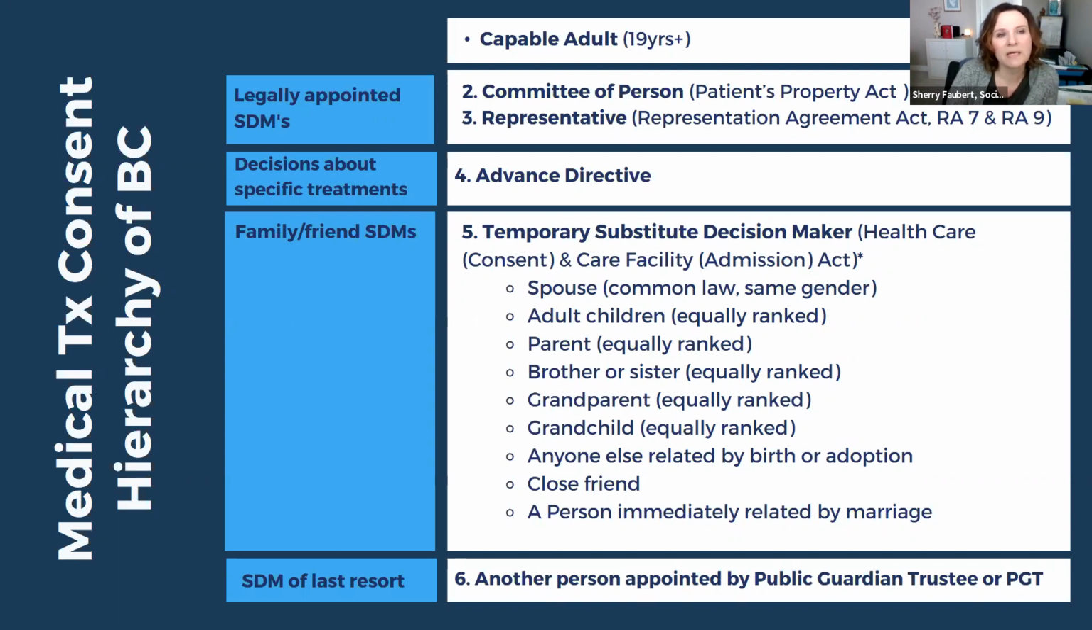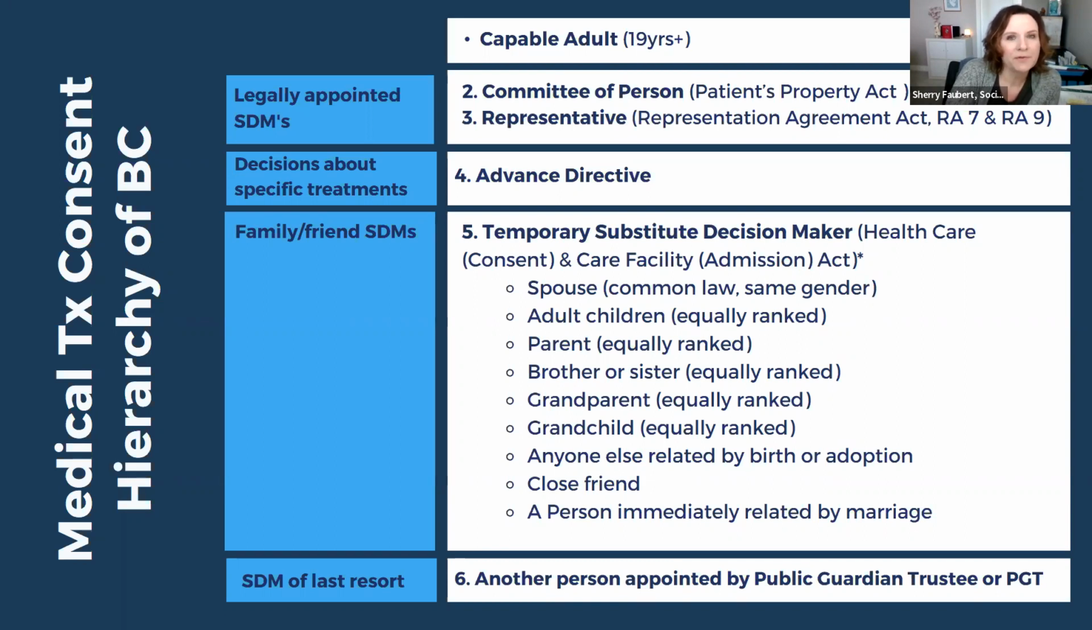But for most of us, we're going to be in that next section, which is temporary substitute decision maker. And that is the other part of that list that we follow as healthcare providers. So if somebody is not capable of making their own decision, there's no committee in place, and there's no representative, and there's no advance directive, the healthcare providers then consider this next list in terms of who would be the person that we would contact to make that decision. And we actually go down that list exactly in that order. And that is the case for most of us, because most of us don't have those other things in place.